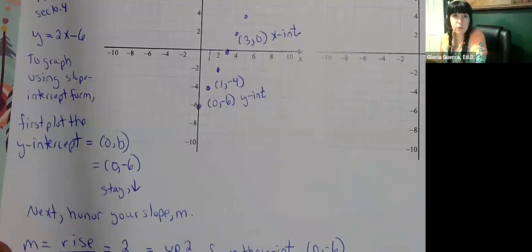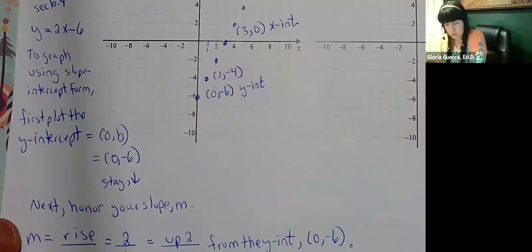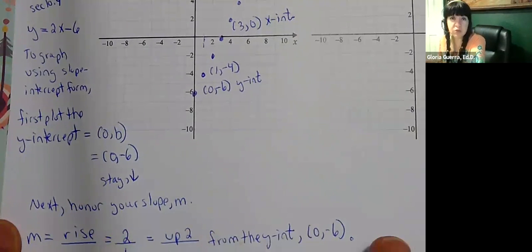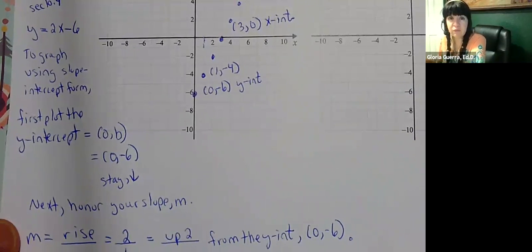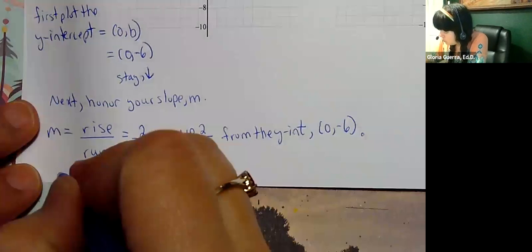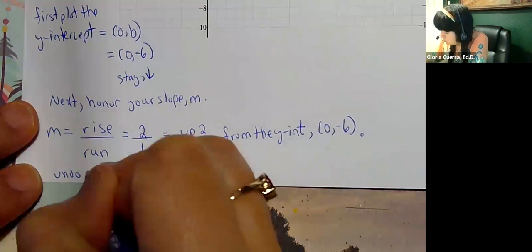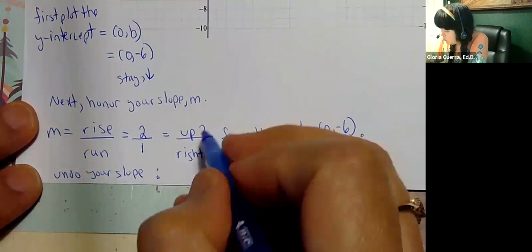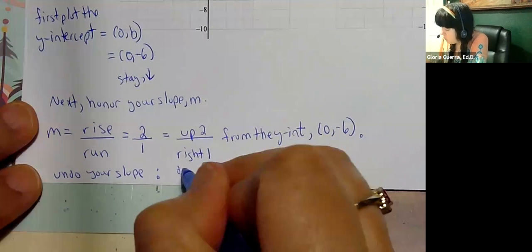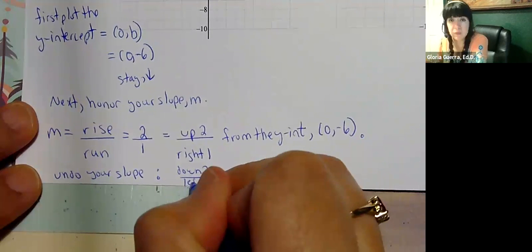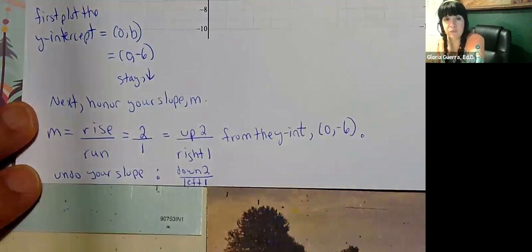And there's no need to undo your slope. Last time we talked about undoing your slope moves. If you run out of grid and you have to go in the opposite direction, but we have plenty of grid here and plenty of points already. But just for the practice, if you wanted to undo your slope, what you would do is instead of going up 2, you would go down 2. And instead of going right 1, you would go left 1. So you go down 2, left 1, down 2, left 1.